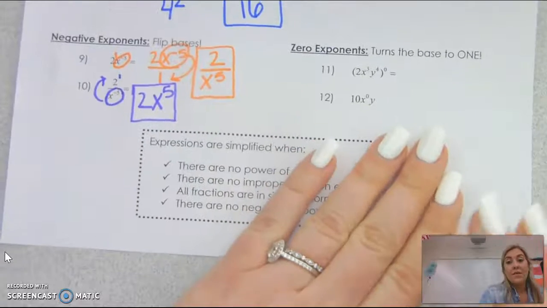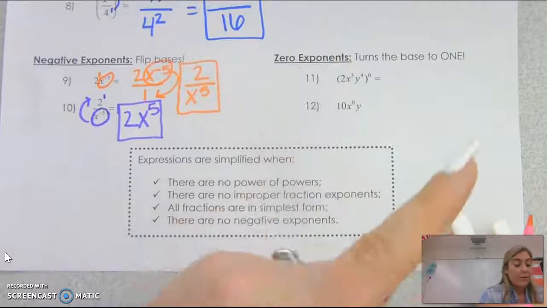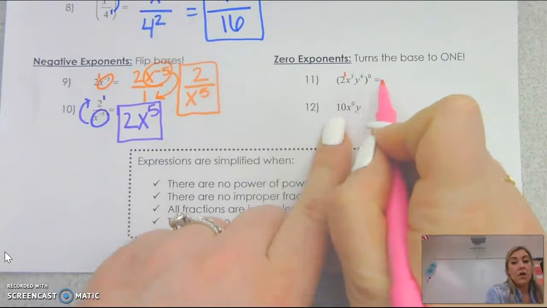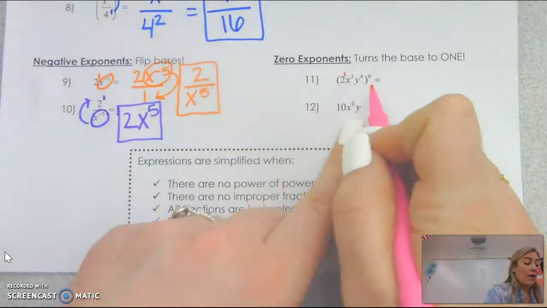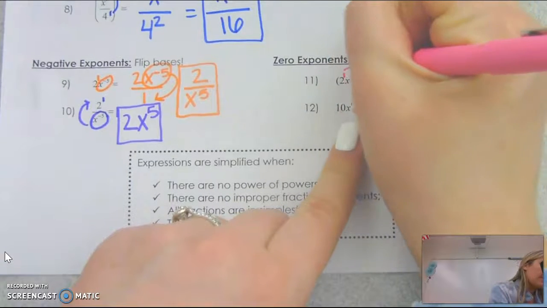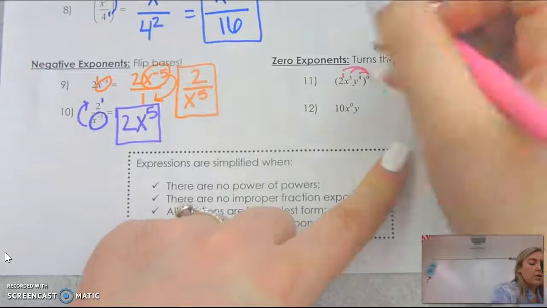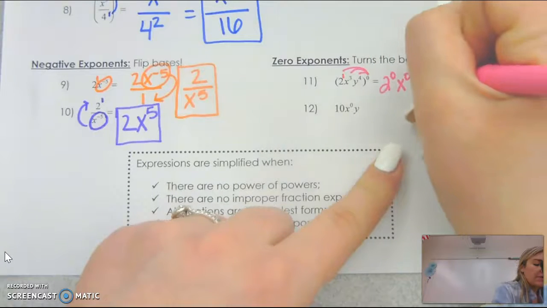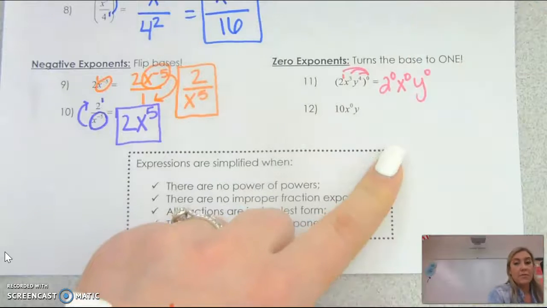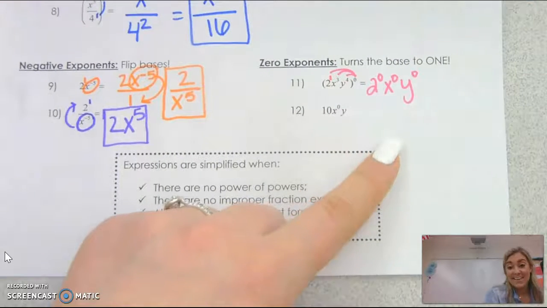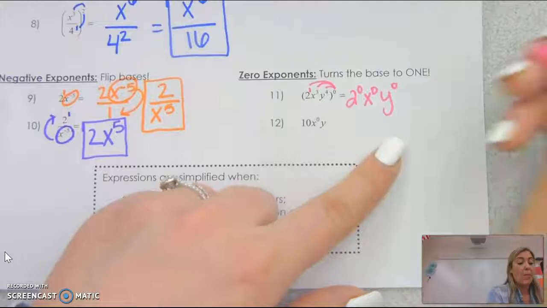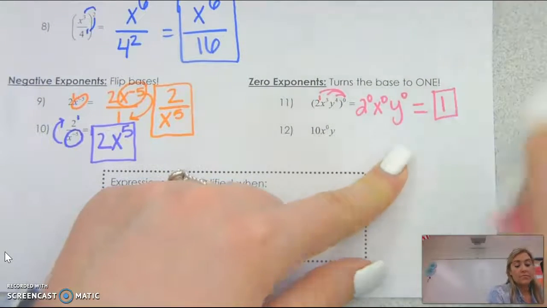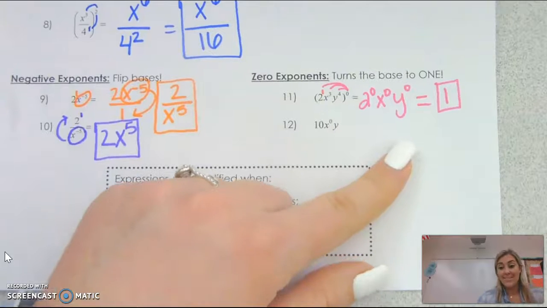Okay. 0 exponents are my favorite. So if you look, everything is in parentheses and it's all to the 0 power. Well, that means I would have to distribute the 0 to all the exponents. So now I would have 2 to the 0 power, x to the 0 power, and y to the 0 power. Well, what's great is that any number in the world to the 0 power is 1. So this answer is 1. And that's it.